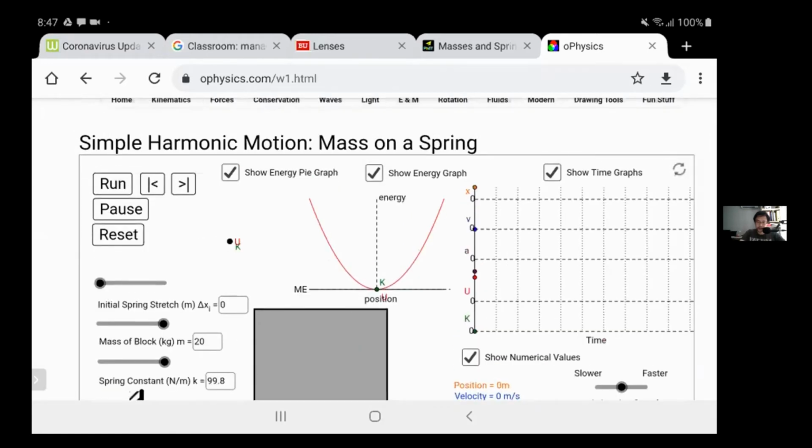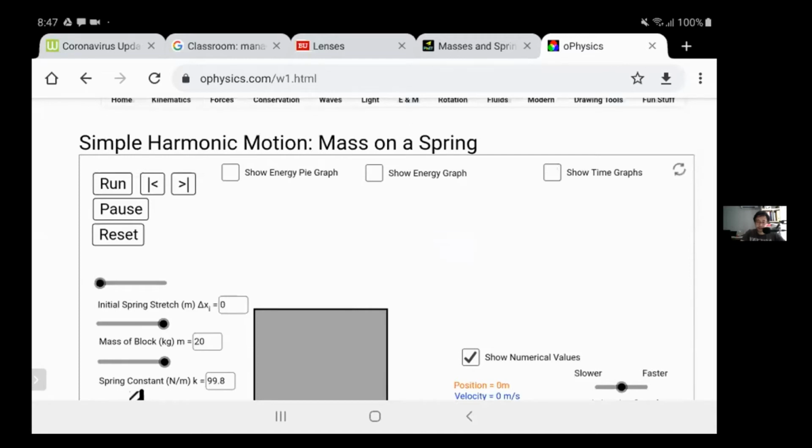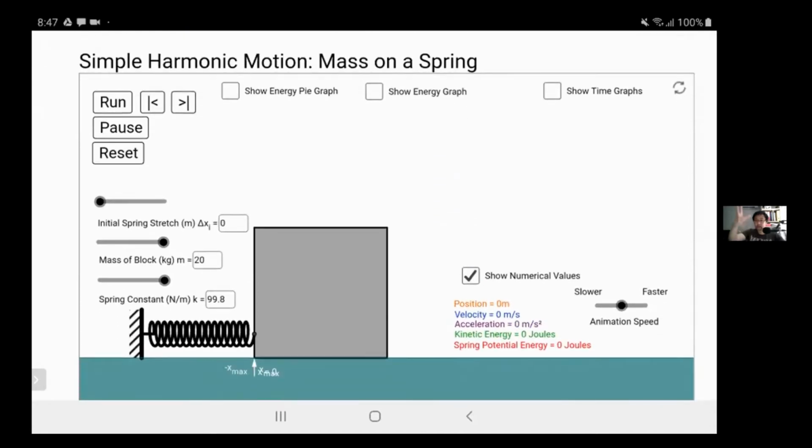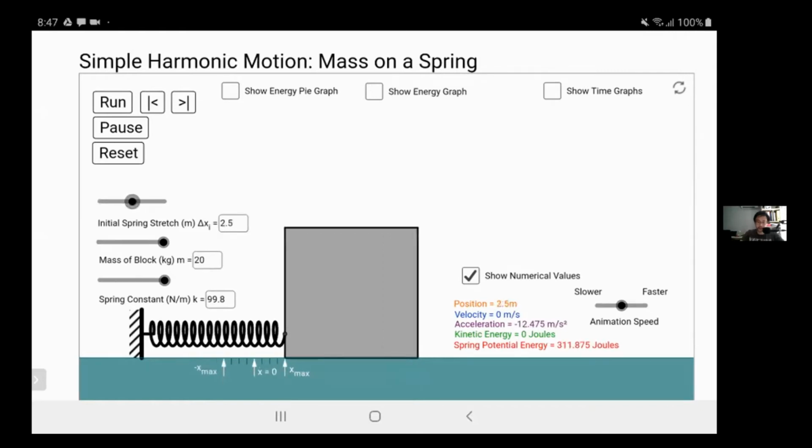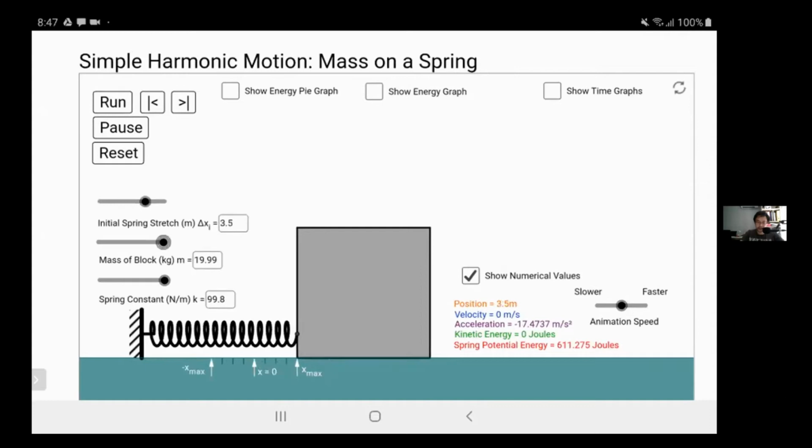Okay, let me get rid of this curve for now. We'll come back to that. This graphing thing will be very useful later. So what I can do is I can have the initial stretching. As you can see, because this mass block is so big, let me reduce it down a little bit. All right, here we go.